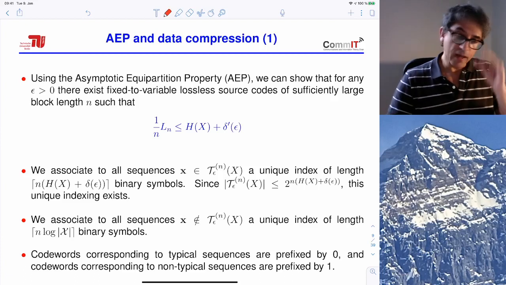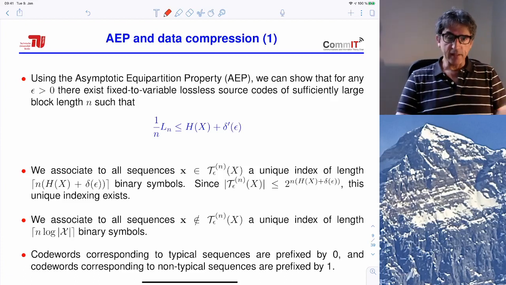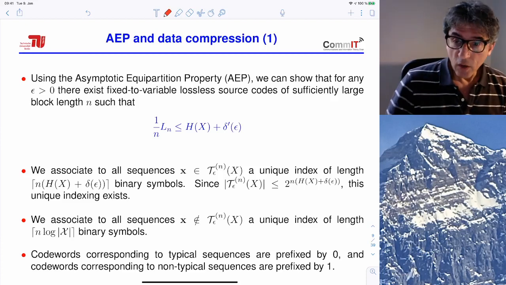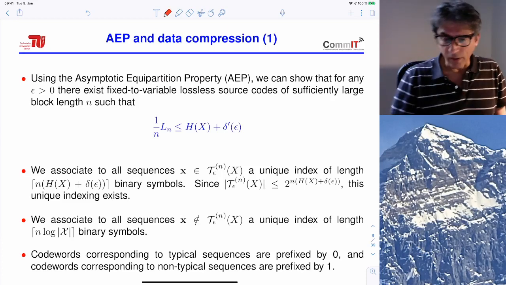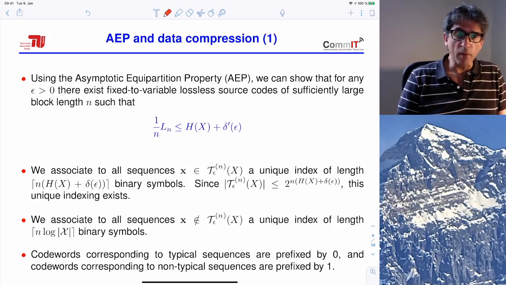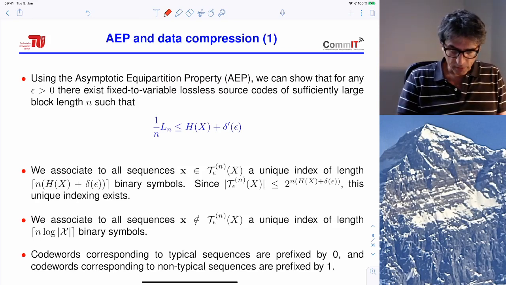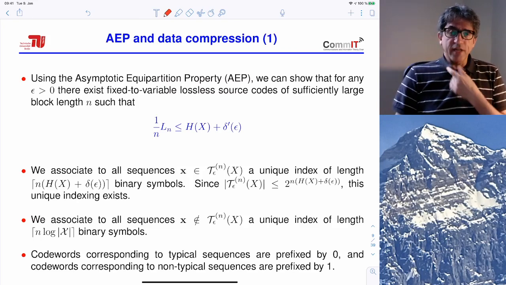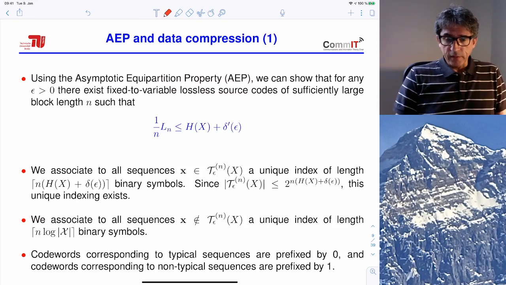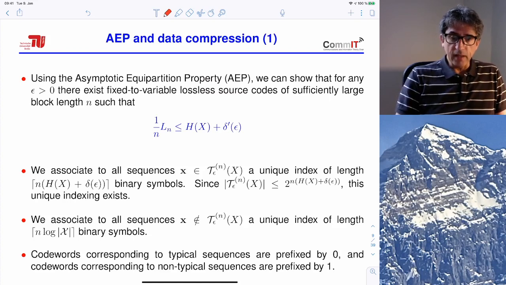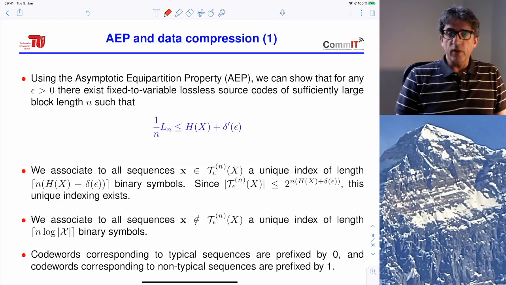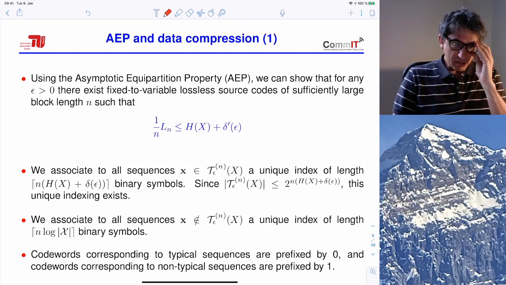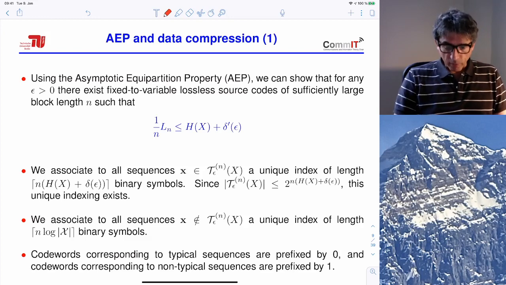Okay, now that we have introduced the typical sets and the asymptotic equipartition property, we can see an immediate application of these concepts to the problem of data compression. Again, data compression. We can prove the same result: we can compress data in a lossless way down to the entropy of the source using a completely different idea, no Kraft inequality, nothing of what we have seen before, simply using the asymptotic equipartition property.